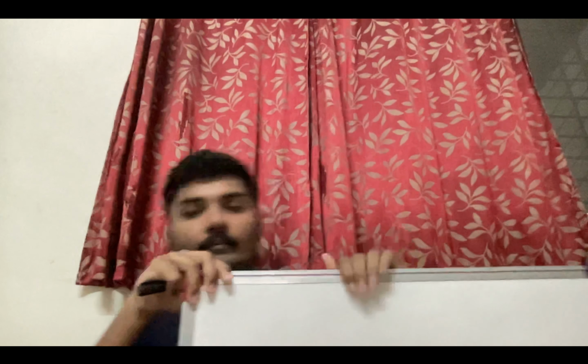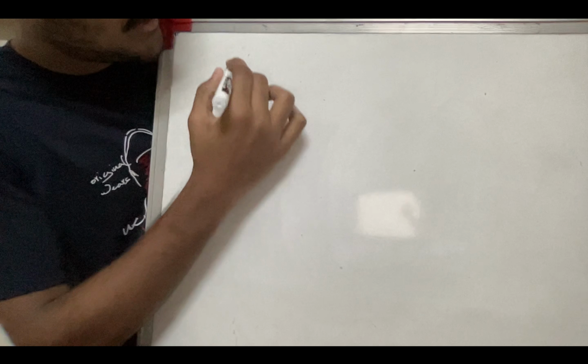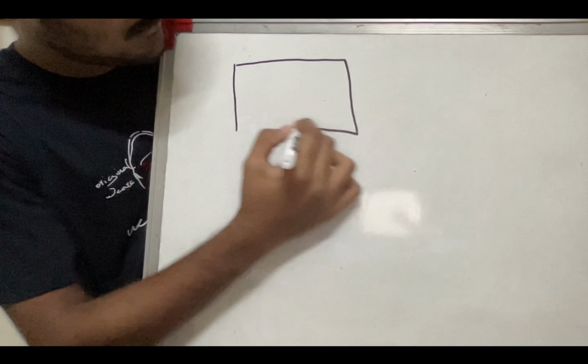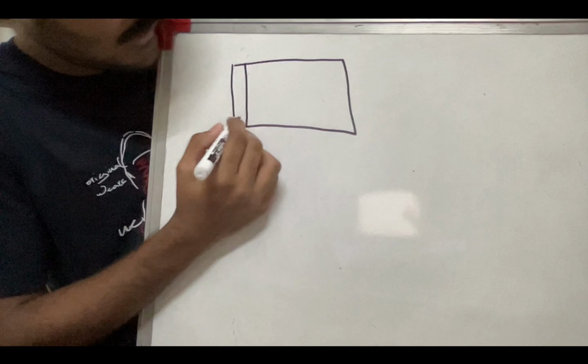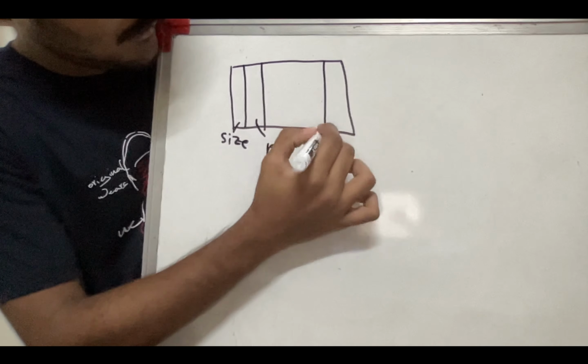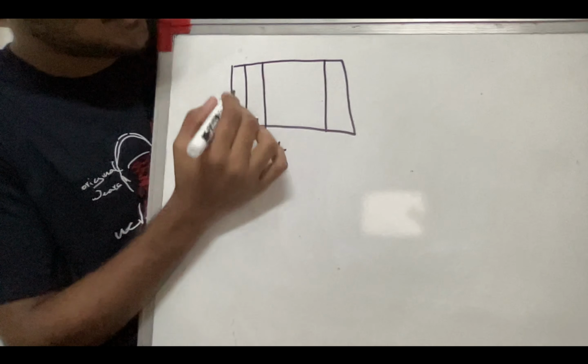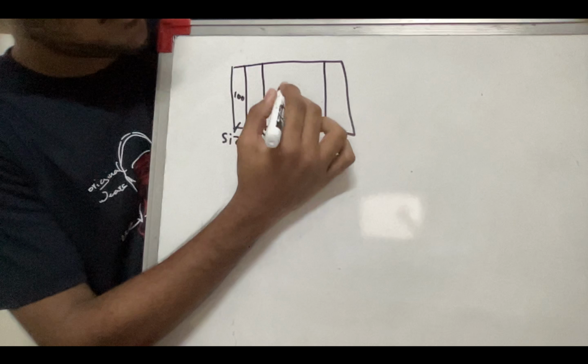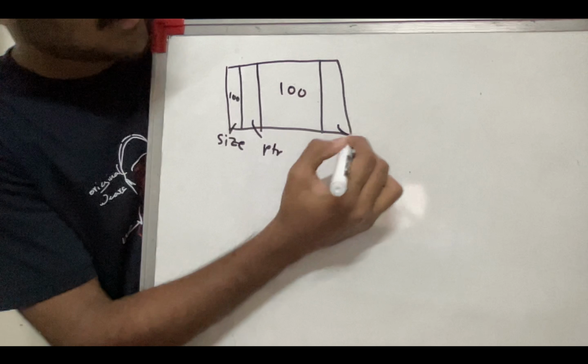So let's say we have a free block. This is the size, this is the pointer, this is the actual space. So let's say it has the value of 100. This is actually 100 bytes. And then we have size again.